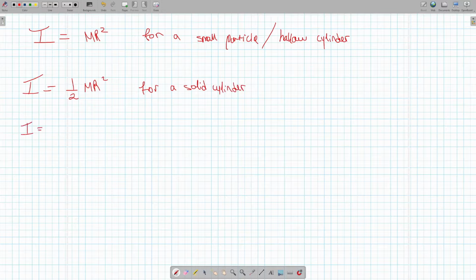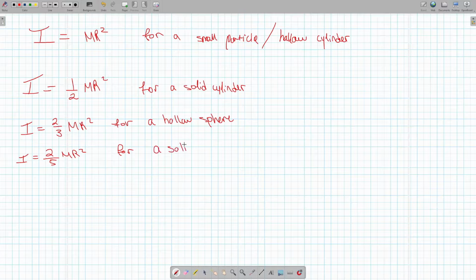We also have I is equal to 2 over 3 mr squared for a hollow sphere. We have I is equal to 2 over 5 mr squared for a solid sphere. So this is the hollow one, and the other is the solid sphere.